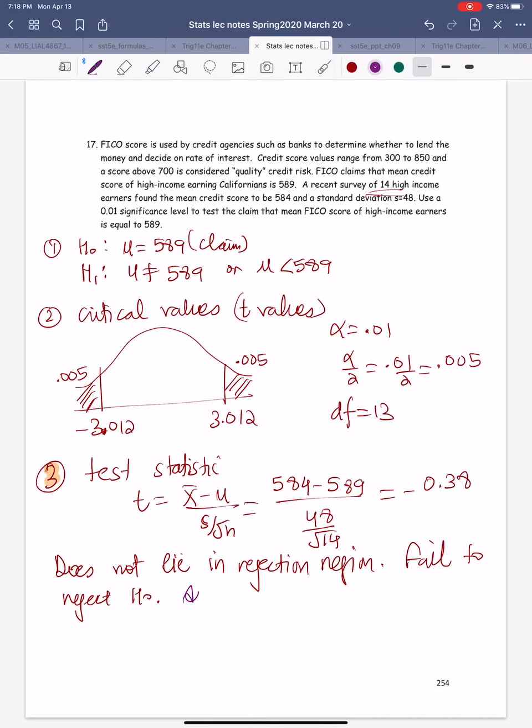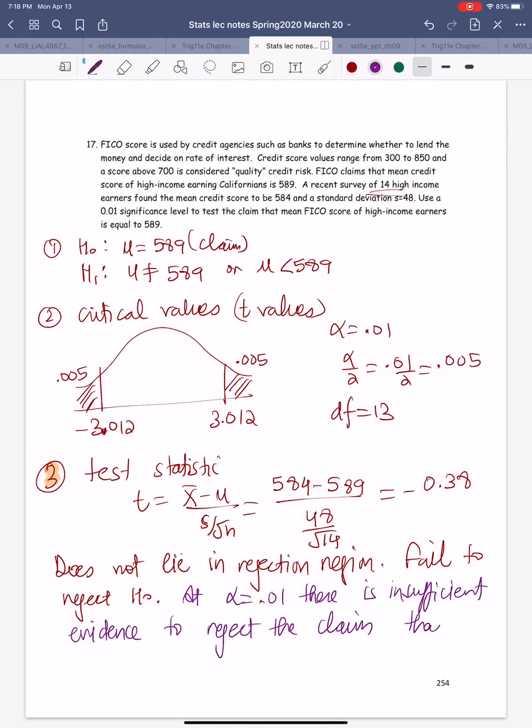We're going to say at alpha equals 0.01, there is insufficient evidence to reject the claim that the mean fecal score is 589. Now, if you were to do the p-value approach, I'm going to do that on the side.